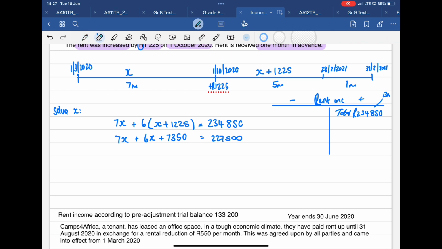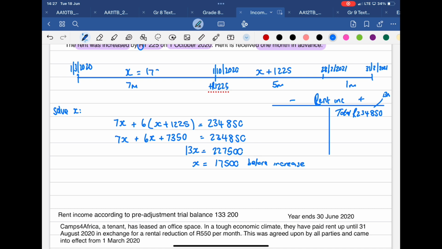Right, sorry about that. I accidentally did my steps too quickly. As I said, multiply in, then add: 7X plus 6X gives me 13X. Then I take the 7,350 over, subtracting it from the 234,850, and get 227,500. Then I simplify by dividing by 13 on both sides to get X alone, and X is equal to 17,500. So that's before the increase took place.